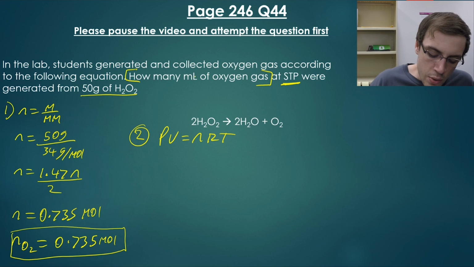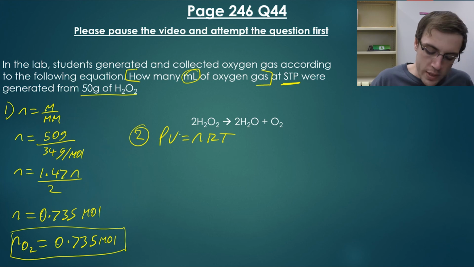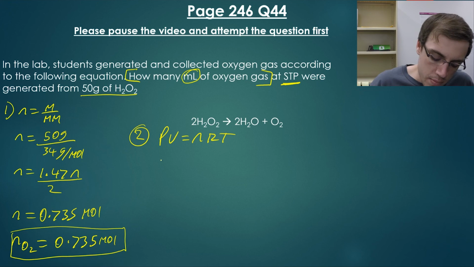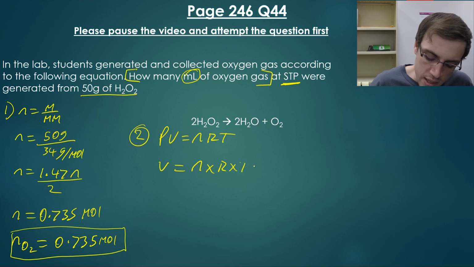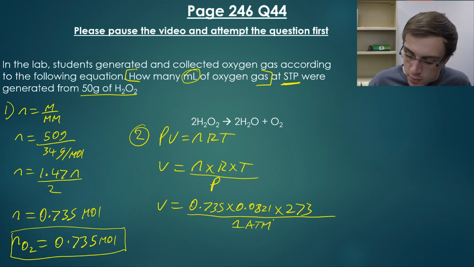The question is asking for volume, so I'm going to rearrange our formula to have volume by itself. We just move our pressure over. So volume is equal to moles times constant times temperature divided by pressure. That means we're going to have 0.735 times 0.0821 times 273 divided by 1, and that will give us our final volume.